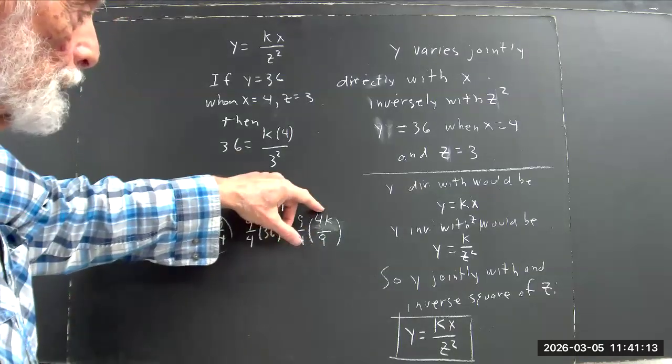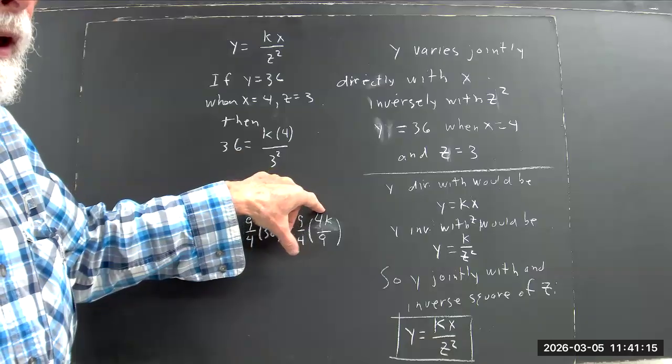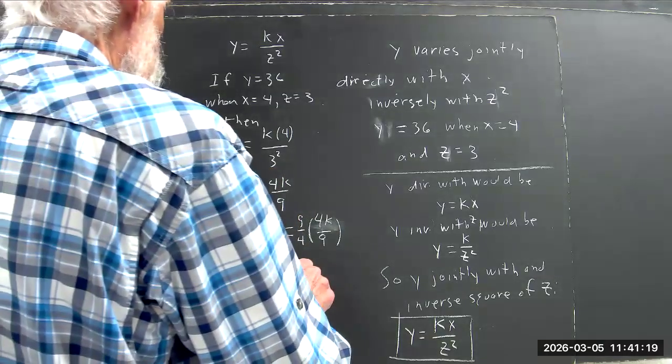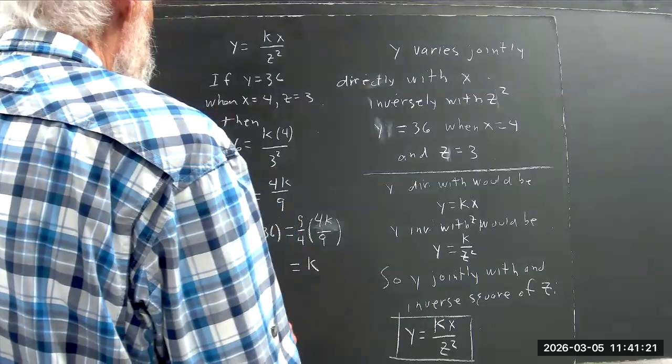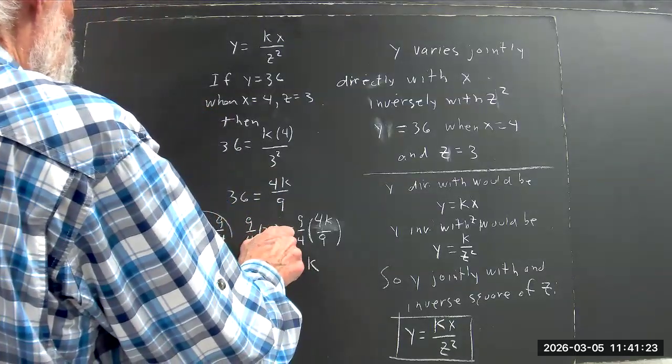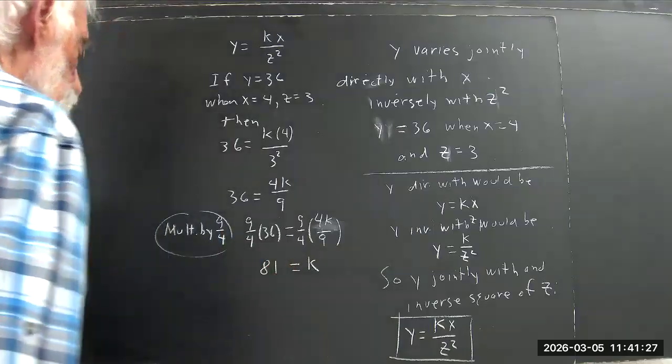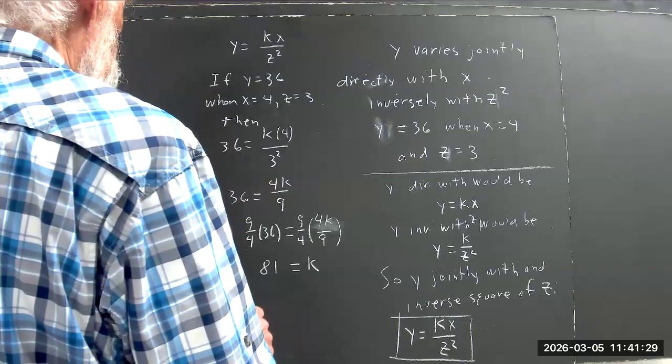4 is a factor of the denominator. 4 is a factor of the numerator. They divide out. So that leaves us k. On this side, we have 9 times 36 over 4. Well, that's easy to calculate. 81.